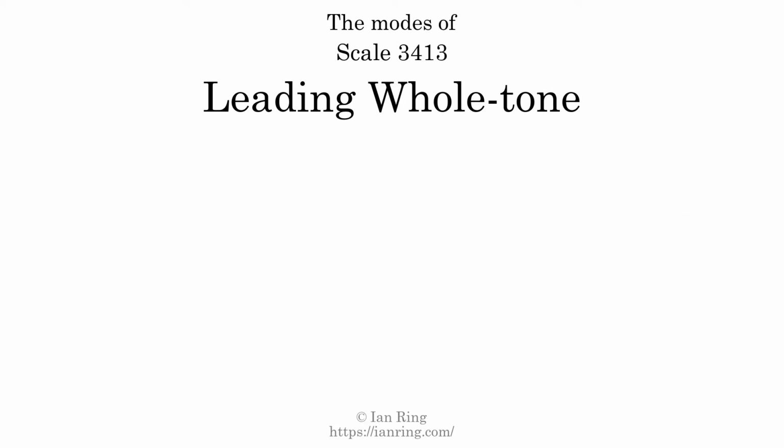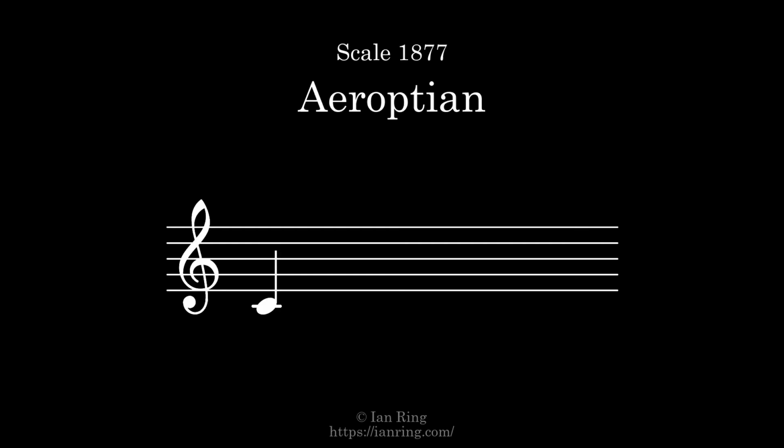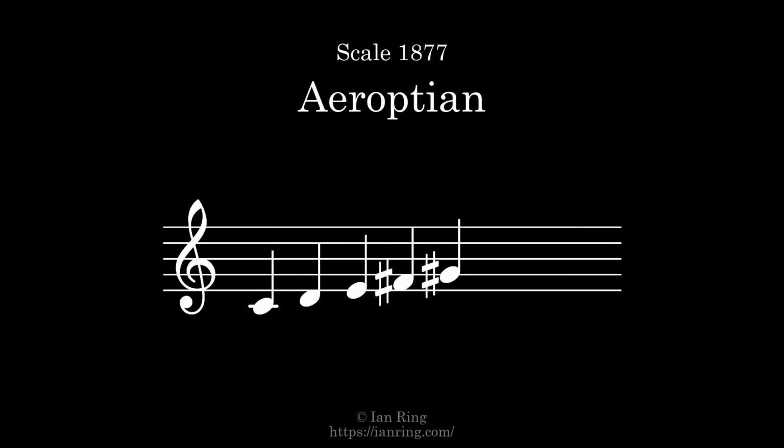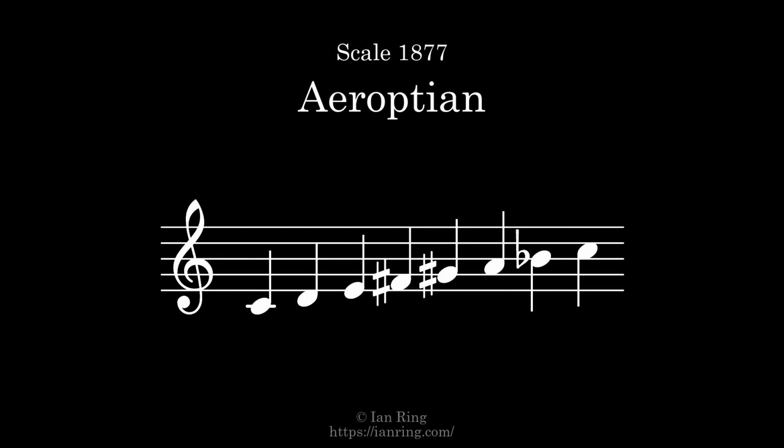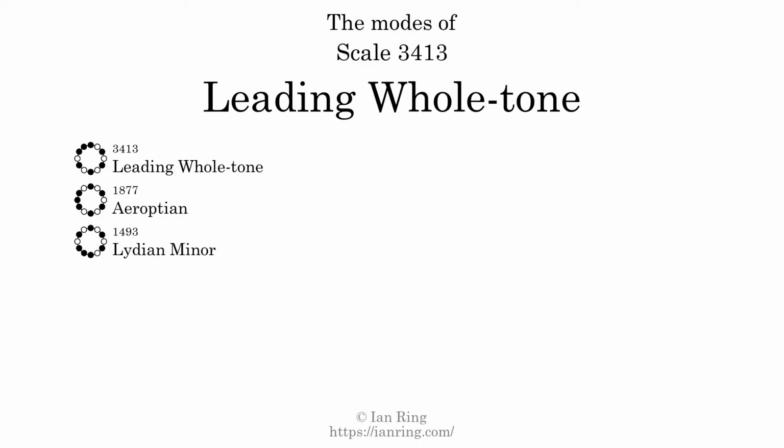This scale has 7 modes. The first mode is itself. The second mode is scale 1877, also known as eruption. It sounds like this. The third mode is scale 1493, also known as Lydian minor. It sounds like this.